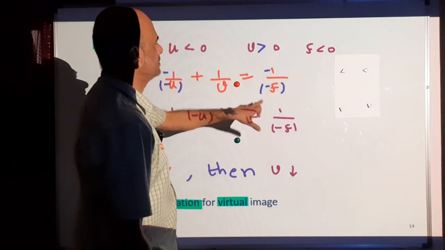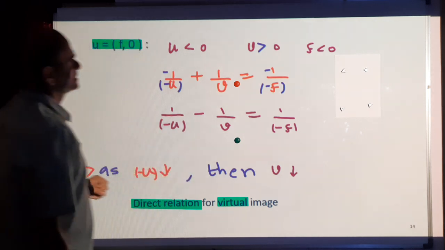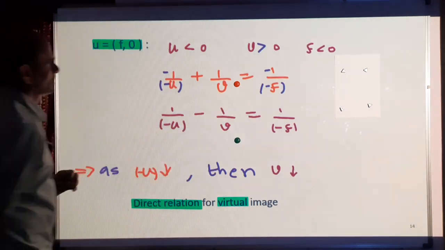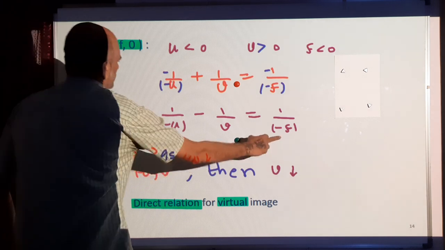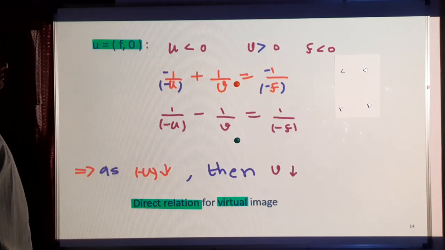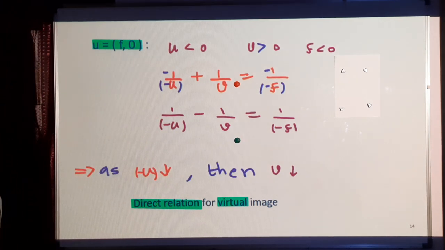Similarly for the focal length, it is negative. Put a minus sign and put a minus sign here. These are positive quantities. So rewrite like this. So here, term 1 minus term 2 is a constant. Focal length is constant, fixed for a given mirror.